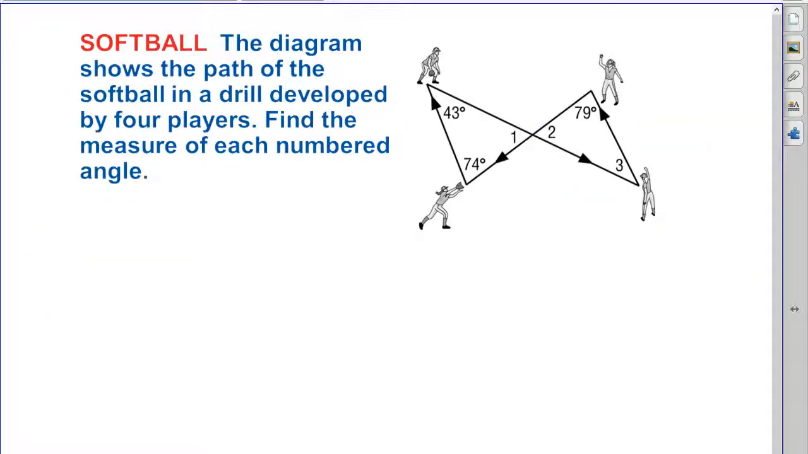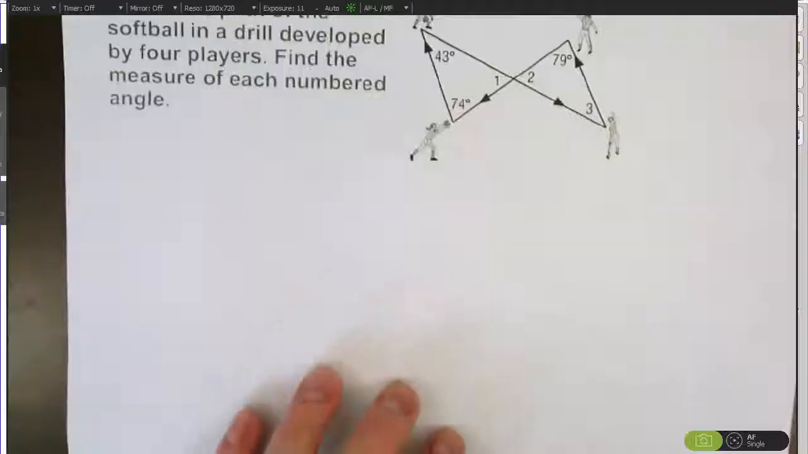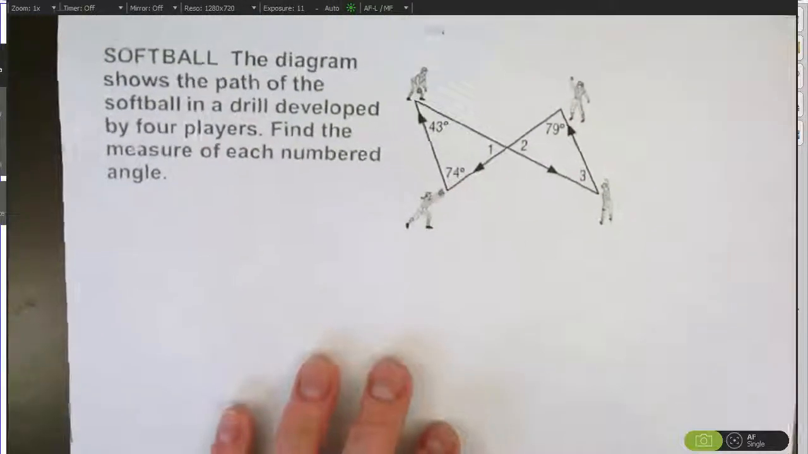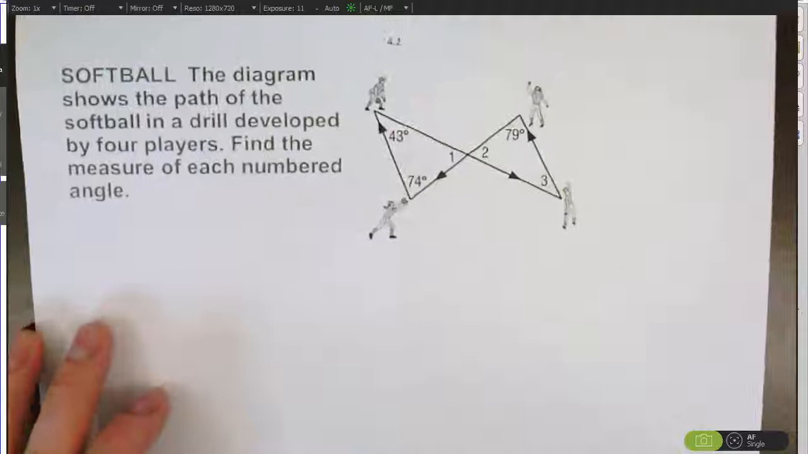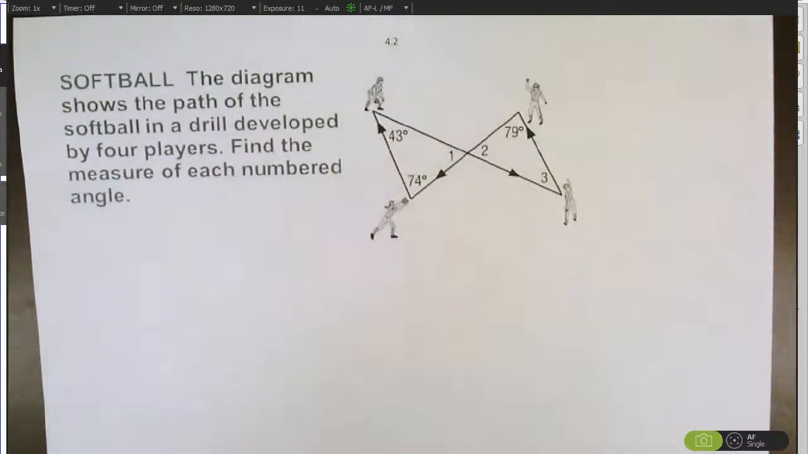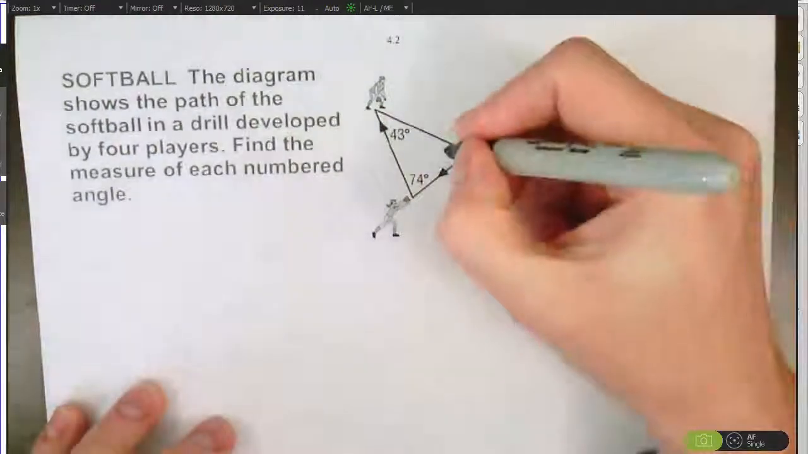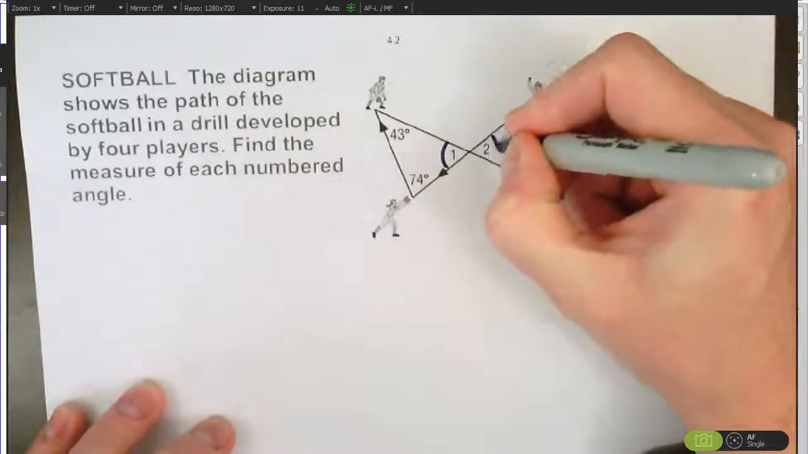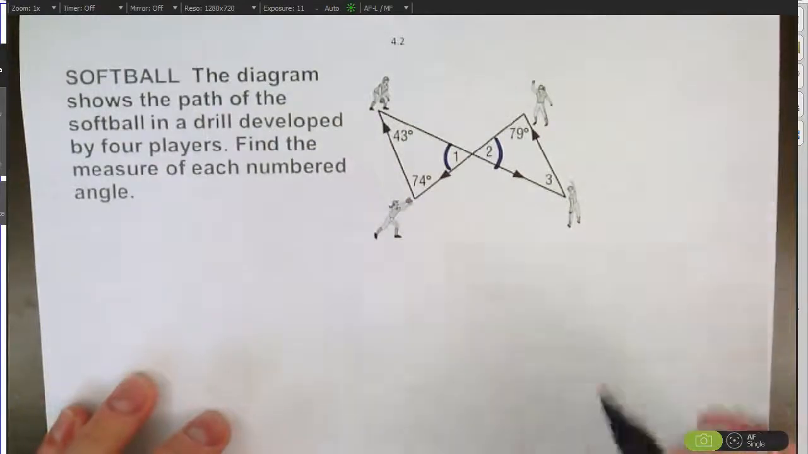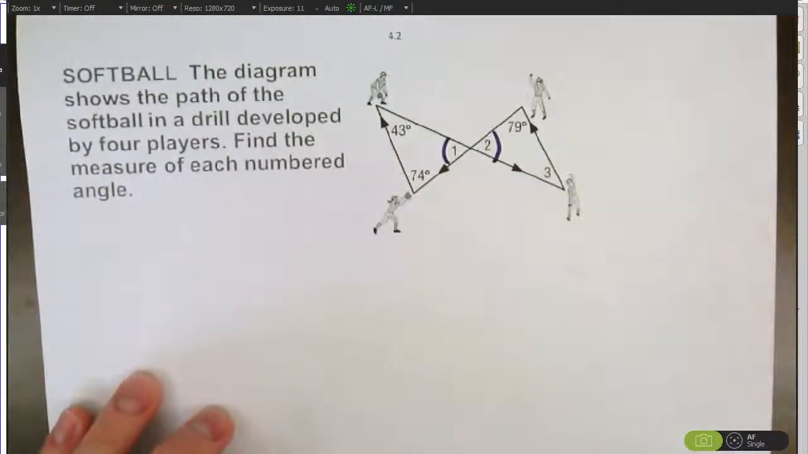Now, in the homework, they like to throw random problems at us about all kinds of stuff. So here's one about softball players. The diagram shows the path of the softball in a drill developed by 4 players. Find the measure of each numbered angle. So here we go. The first thing we have to figure out is angle 1. It's important that we do angle 1 first because, looking at the drawing, angle 1 and angle 2 are a pair of vertical angles. So if I can figure out angle 1, I know angle 2.